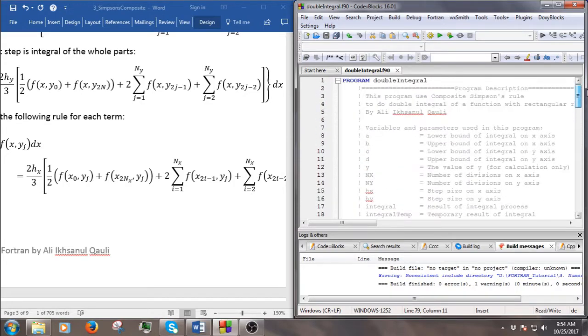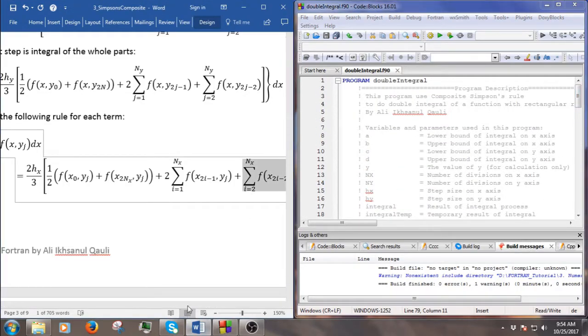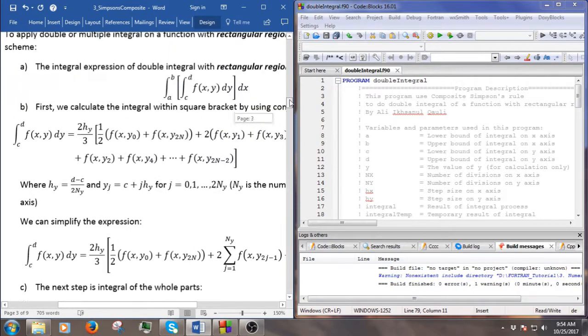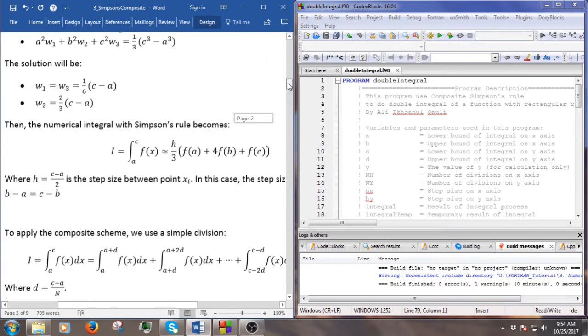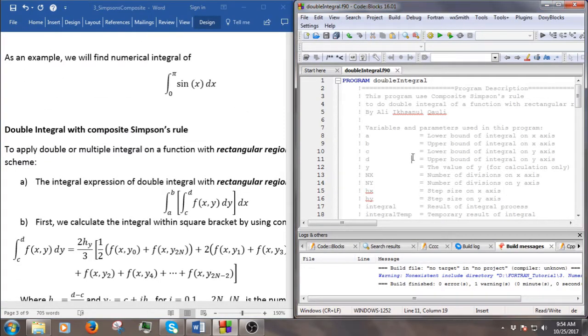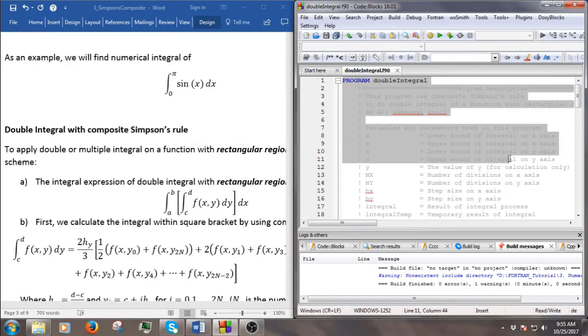So that's all, I think, for this double integral with rectangular region. And in the next video, we will learn how to modify this code to solve double integrals numerically. So see you soon. Bye.